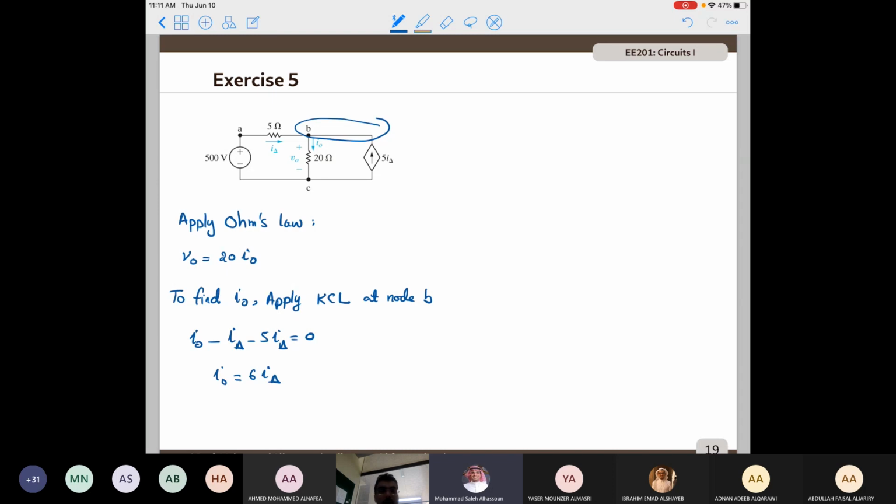So now, I know that I naught is 6 I delta, but I still don't know I delta. So in this case, I need to apply KVL at loop I. So let's apply KVL at loop I.